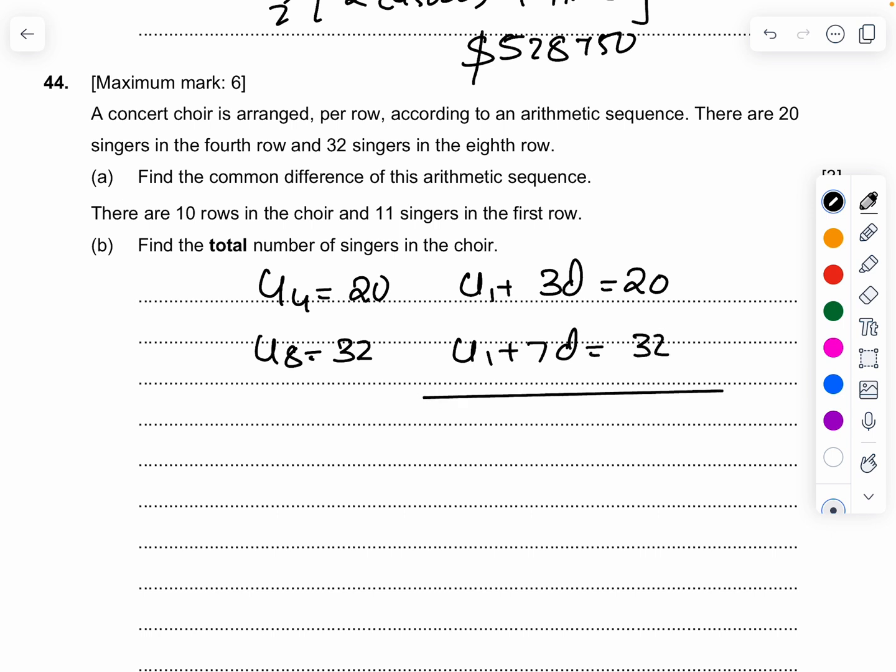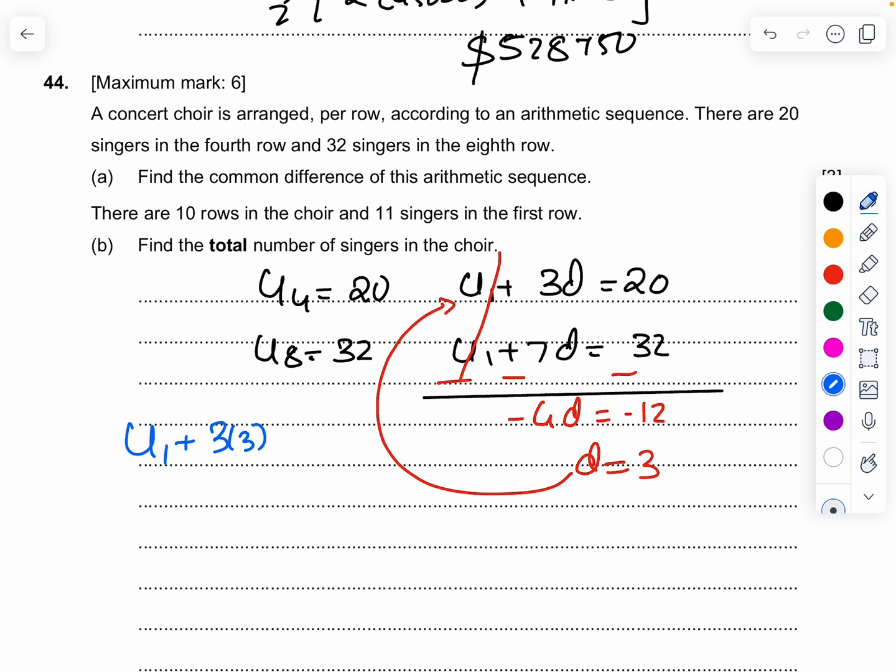Subtract both. Negative 4D equals negative 12. D equals 3. Plug in D equals 3 over there. So U1 plus 3 times 3 equals 20. U1 plus 9 equals 20. U1 equals 11. There are 10 rows in the choir and 11 singers in the first row.